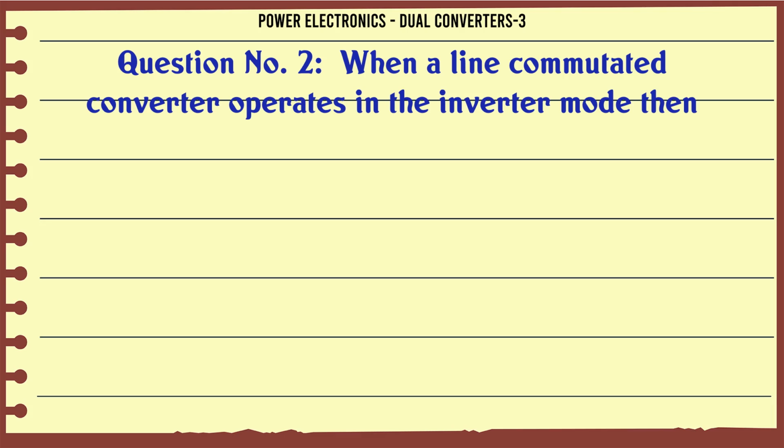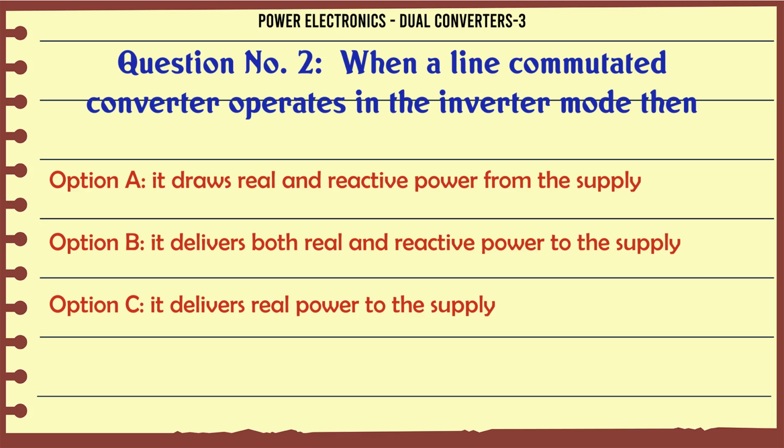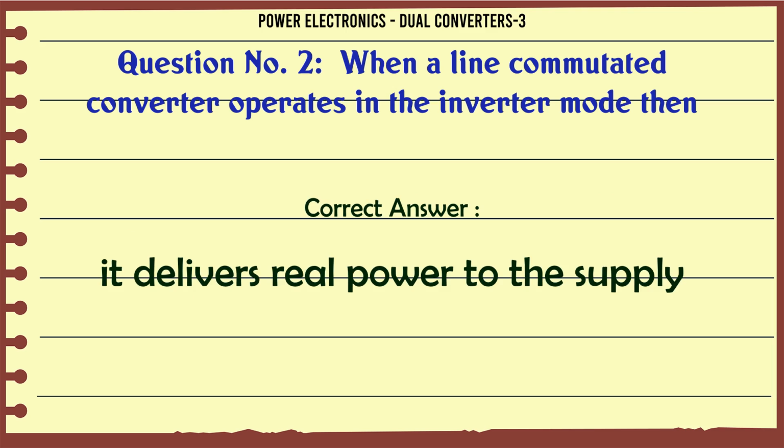When a line commutated converter operates in the inverter mode, then A. It draws real and reactive power from the supply. B. It delivers both real and reactive power to the supply. C. It delivers real power to the supply. D. It delivers reactive power to the supply. The correct answer is, it delivers real power to the supply.